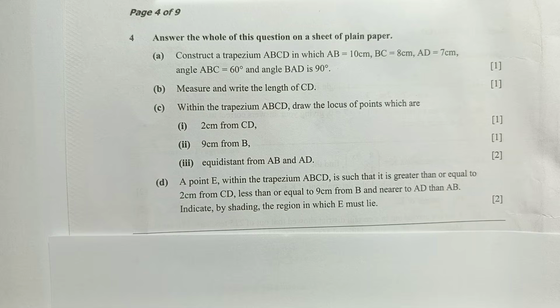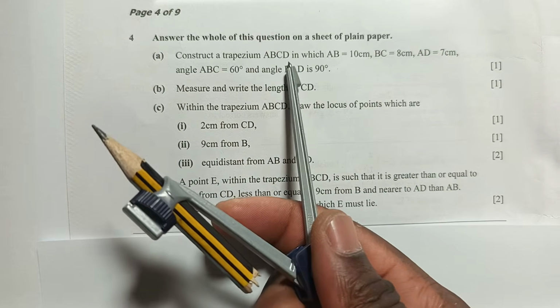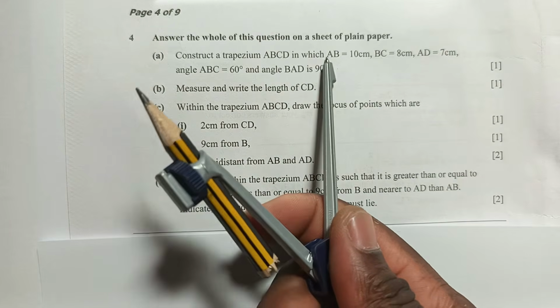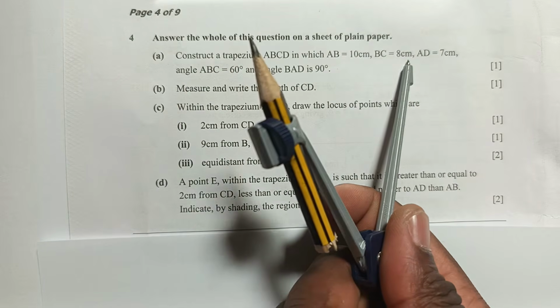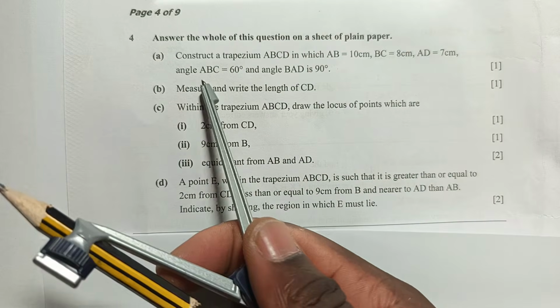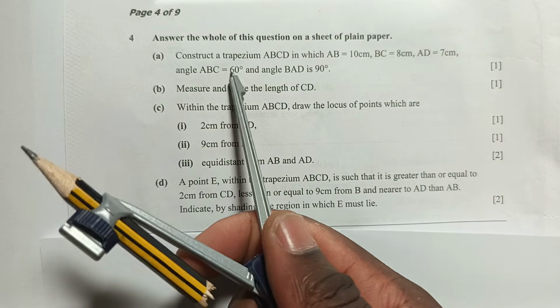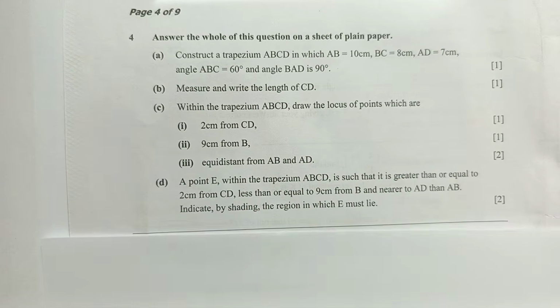I've got a question with me where we need to construct trapezium ABCD. So you can see we've been given the measurements. Here they've said AB is equal to 10 centimeters, BC is equal to 8 centimeters, AD is equal to 7 centimeters, angle ABC is 60 degrees, and angle BAD is 90 degrees.